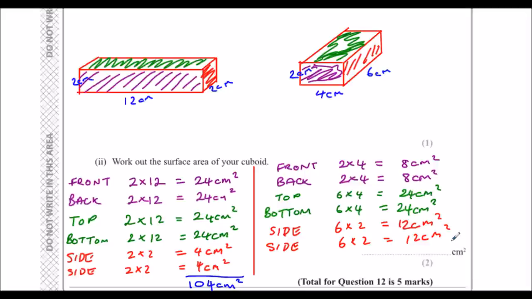And if you had this shape, you need to add up all of these surfaces, and that would be 88. So these ones add up to 88 centimeters squared. So either one of those would be absolutely fine.